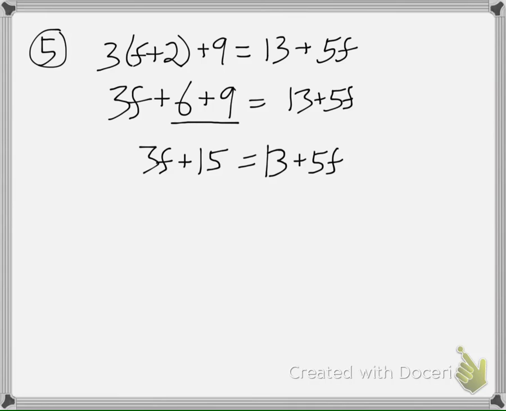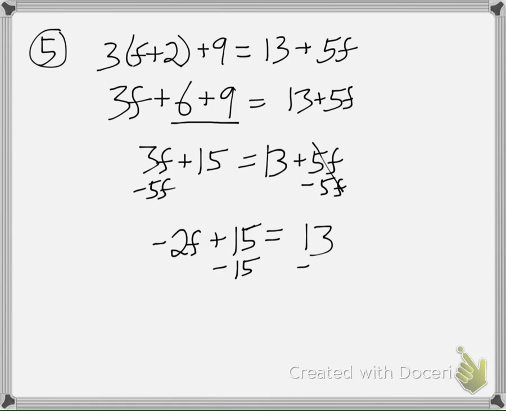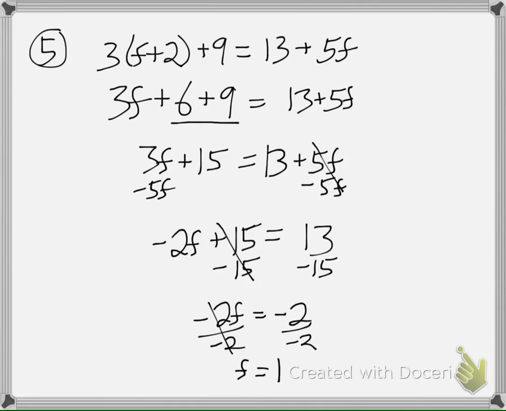My next step, I prefer to get my variables together first, so I would subtract 5f, which means on the right-hand side, my f term is gone, and I'm left with just 13. And on my left-hand side, 3f minus 5f gives me negative 2f plus 15. So now I'm going to subtract 15 from both sides, which means on the left-hand side I'm left with negative 2f, and on the right, 13 minus 15 is negative 2. And then my last step is to divide by negative 2, and I get f equals positive 1.